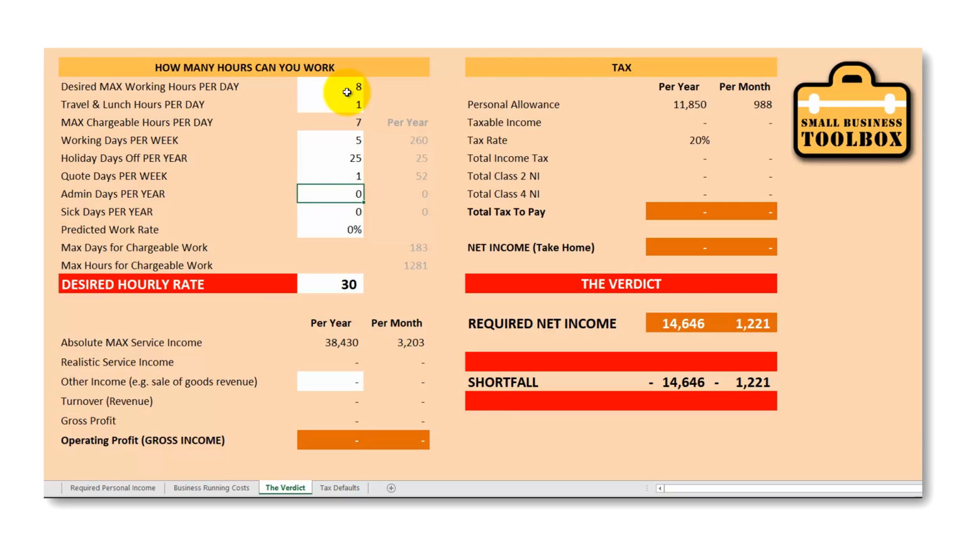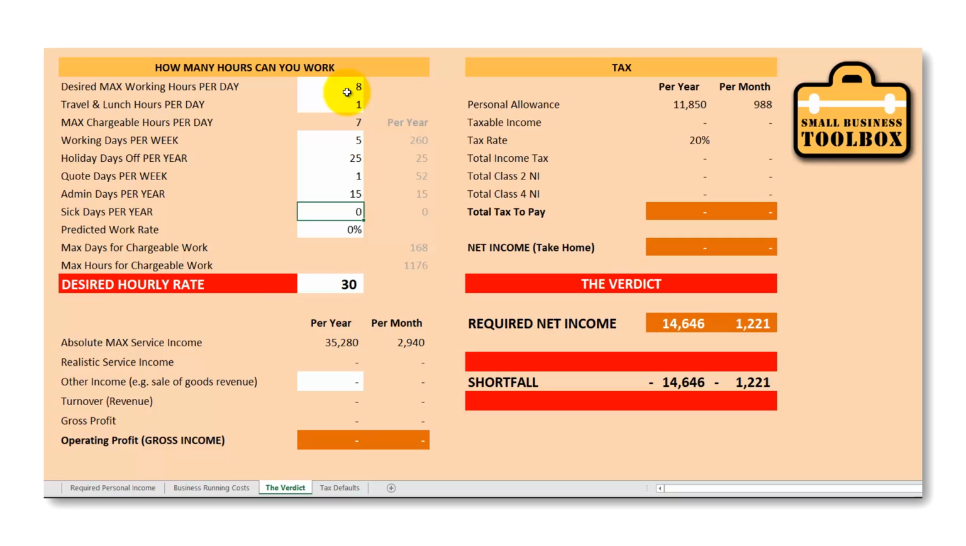Admin days per year. This has got to cater for all of your doing accounts, doing marketing, doing everything else to do with running a business. Now, bearing in mind that as your business grows, you're going to have someone doing that full time, just doing the admin duties. So for the best will in the world, I would say you're going to need at least 15 days a year of admin time to catch up on all the bits and pieces that are absolutely key to running your business.